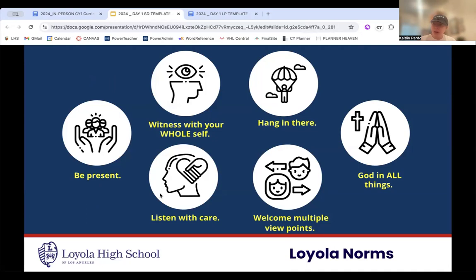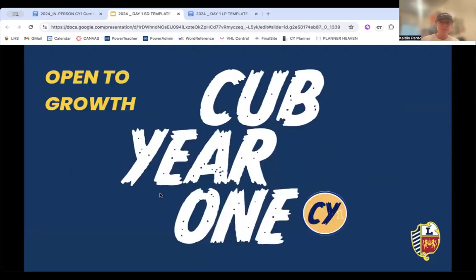And so when we are in a classroom setting, these are the things that are always expected of you in any space of Loyola, not just a classroom, but on the field, in the play, for a rehearsal, whatever you determine to do here at Loyola. Have them write down their norm in their planners, the one that they're going to commit to today.